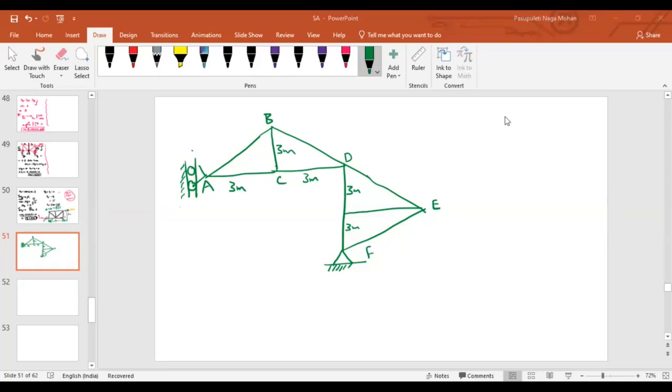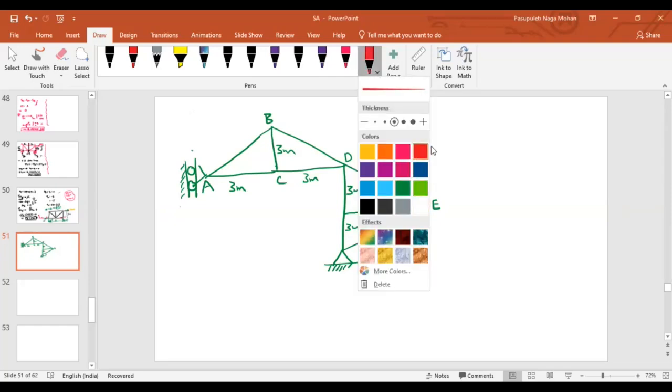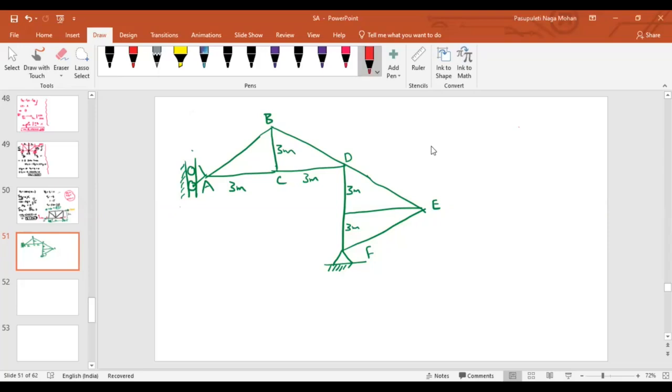How, sir? Any others can try it. Sir, you can say they are removed and BC members, so they can form only triangles. That's the reason I'm telling determinate. What about others? Can you guess whether it is determinate or indeterminate? Indeterminate, sir. Why? Why is it indeterminate?